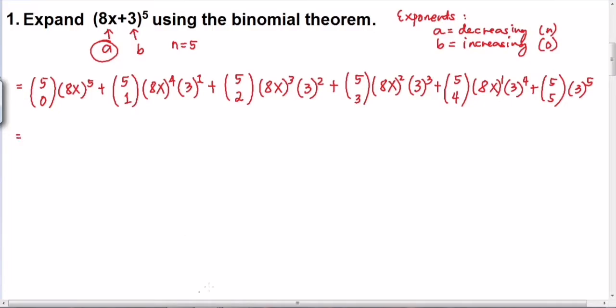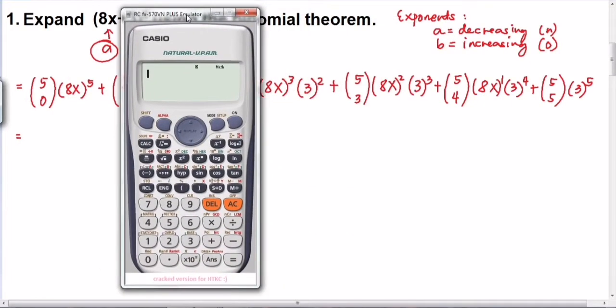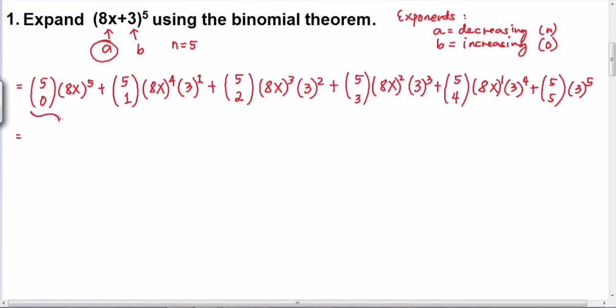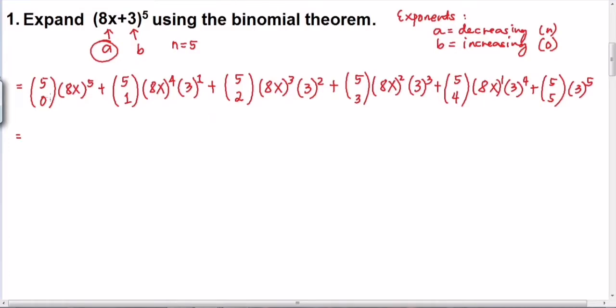Okay? So, now let us get our calculator para ma-identify na natin tong value. So, dito muna tayo sa first term, which is this one. Ito yung first term. Ito yung second. Ito yung third term, fourth, fifth, and sixth term. So, there are 6 terms in the expanded form of this binomial expression. Okay?